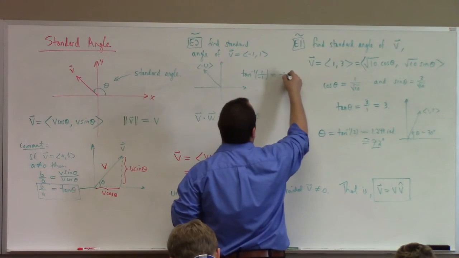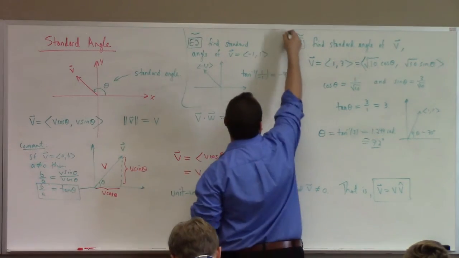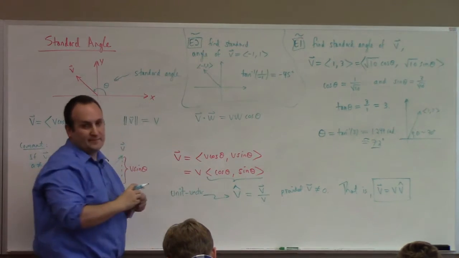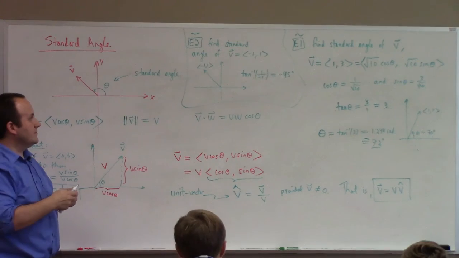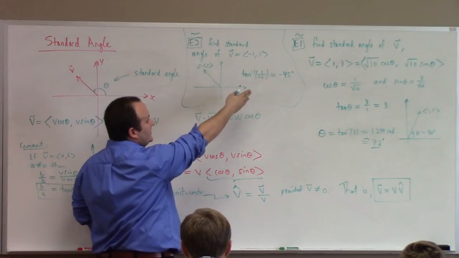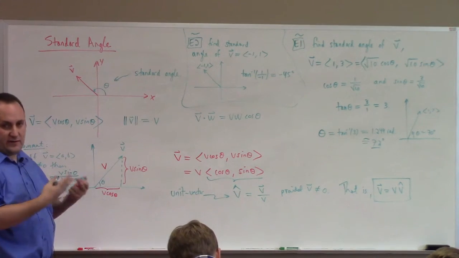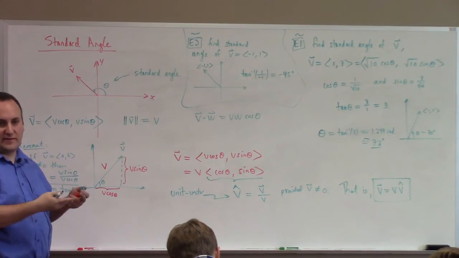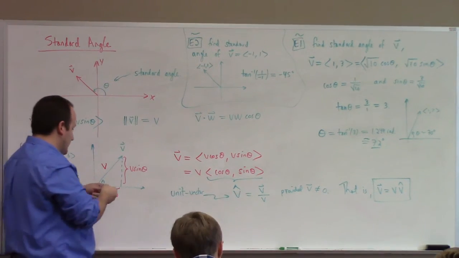You'll get minus 45 degrees from this. Is that right? So my question here is, we have a vector -1, 1. I try to use the inverse tangent of y over x, which in this case is 1 over -1. The calculator will give me minus 45 degrees. Is that the right standard angle? No. This is clearly false, right?